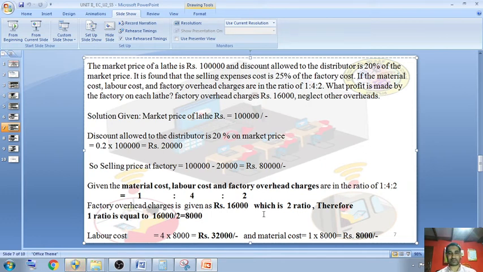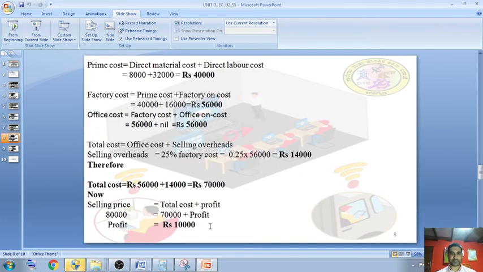So here he has given the factory overhead charges, which is 2 ratio. So 2 ratio is 16,000, means 1 ratio is 8,000, half of that. 2 means 16, 1 means 8. So 1 ratio is 8,000. So material cost is 1 ratio, that will become 8,000. Labor cost is 4 ratio. 1 ratio is 8,000, then 4 ratio will become 32,000. So next, the prime cost. The direct material cost is 8,000 and the direct labor cost is 32,000. We got the prime cost as 40,000.